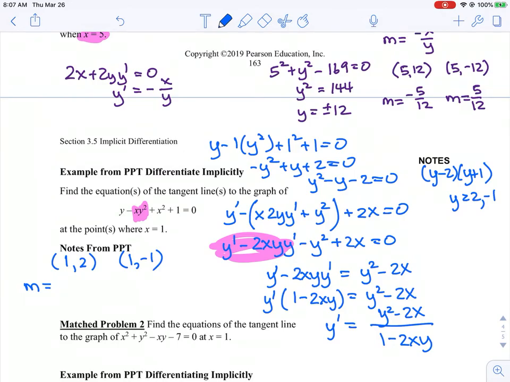What's our slope when it's 1, 2? We get 2 squared minus 2 times 1 over 1 minus 2 times 1 times 2. So 4 minus 2 is 2, and 1 minus 4 is negative 3. And then our other slope, we get negative 1 squared minus 2 times 1 over 1 minus 2 times 1 times negative 1. So we get 1 minus 2 is negative 1, and 1 plus 2 is 3.